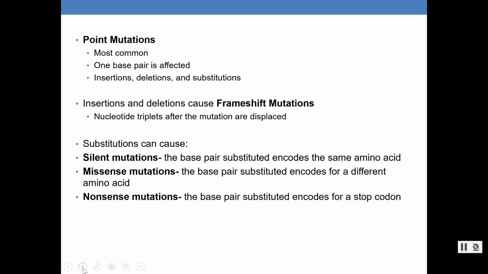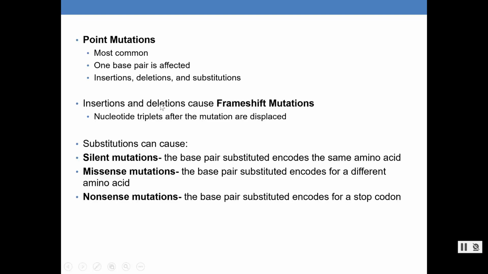Now, we can put mutations in different categories. Sometimes there are big mutations, like an entire chromosome gets deleted or replicated, or parts of a chromosome. Those are considered gross mutations. They're almost always lethal, but more likely is that one nucleotide is affected, and those are called point mutations. They're the most common type of mutation, where you just get one change in one nucleotide. It affects one base pair, and some of these do fine.